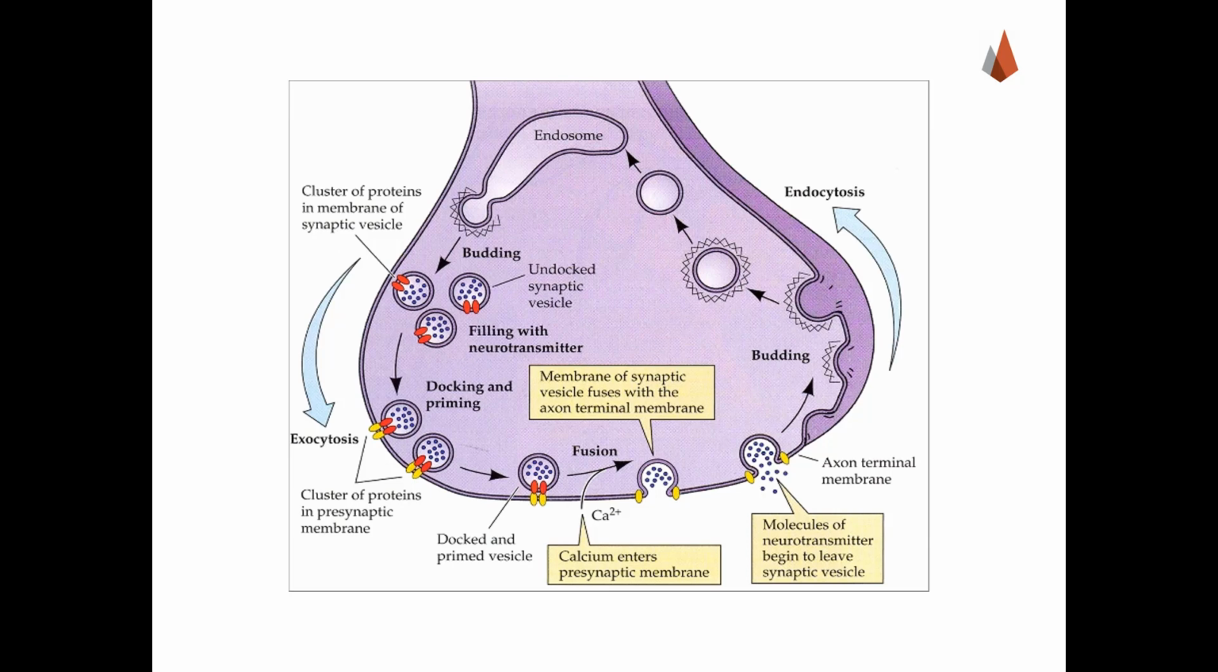Each vesicle has a cluster of proteins in its membrane. That's what those red ovals are on the left-hand side of your screen there. Each vesicle has these proteins. These proteins can bind with proteins that are in the membrane of the presynaptic terminal. And that's what exocytosis is. That's the beginning there. These proteins bind. See, the red proteins are binding with the yellow proteins.